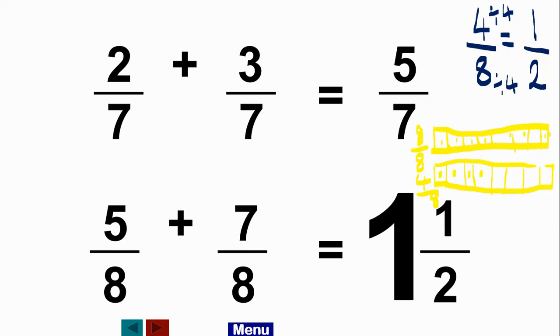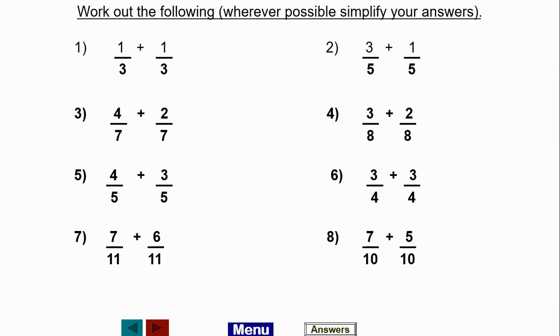Right, people, I'd like to give you, on our next bit of sums, there's 8 sums there. May I give you 5 minutes, please, to try and work those ones out.